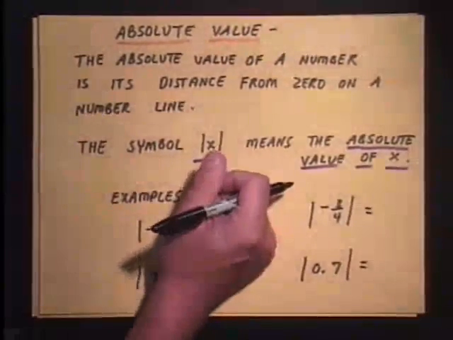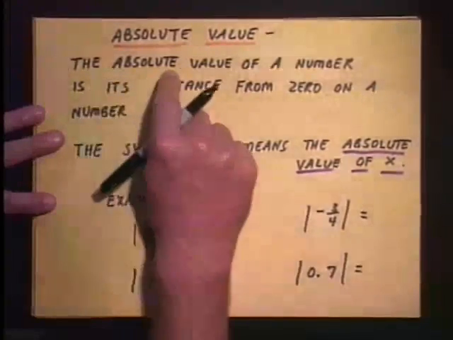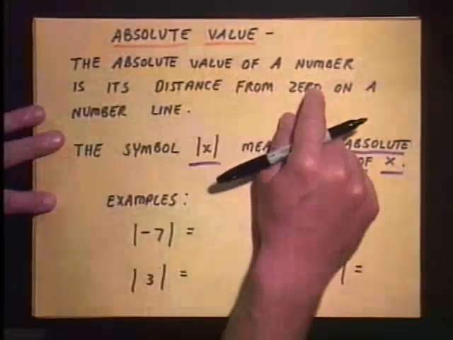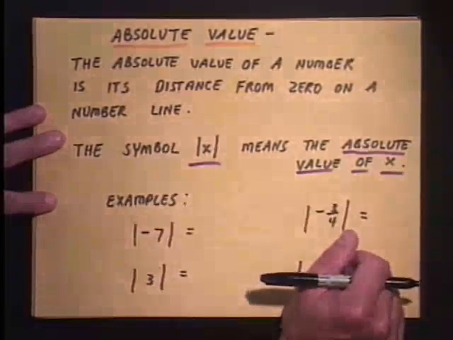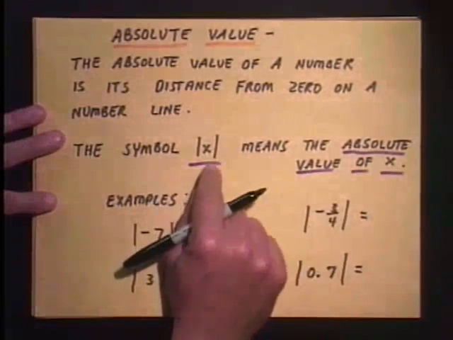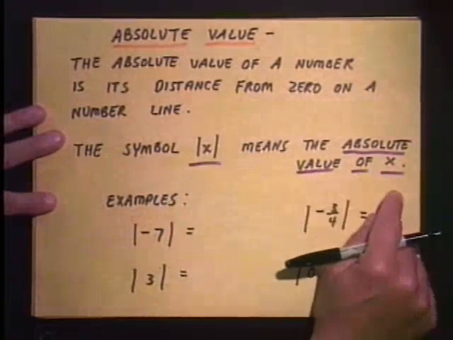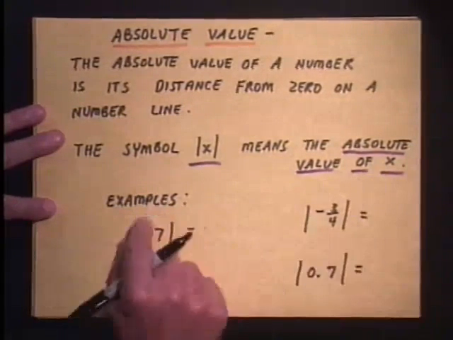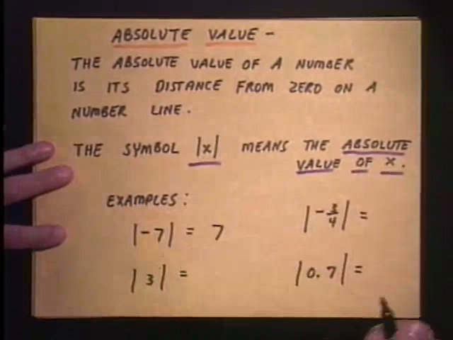The last topic of the day, absolute values. All right, the absolute value of a number is its distance from 0 on a number line. And they always use this symbol with the bars to show absolute value. So this symbol means the absolute value of x. So for example, what's the distance from negative 7 on the number line to 0? The absolute value of negative 7 would be 7.